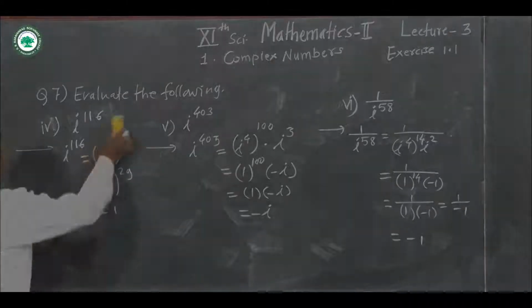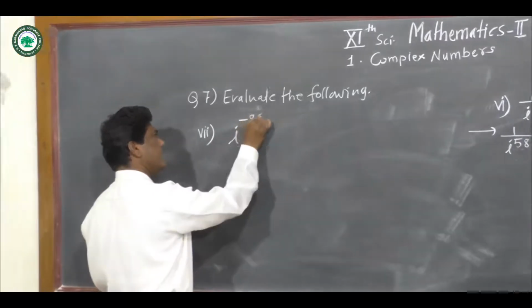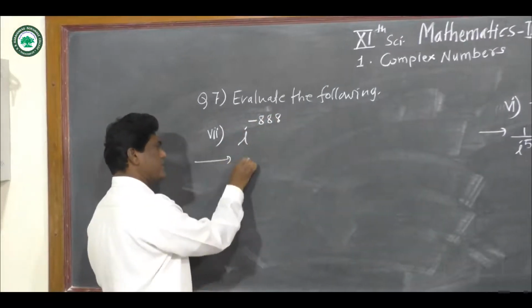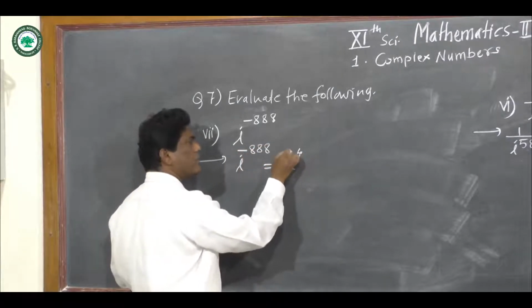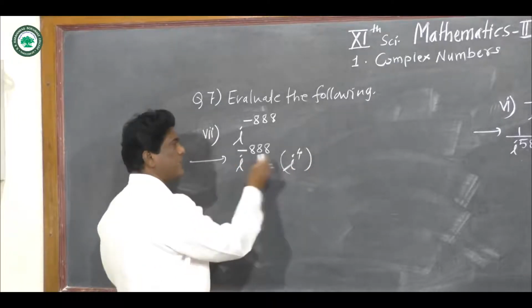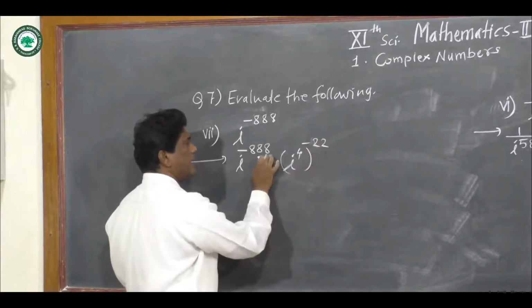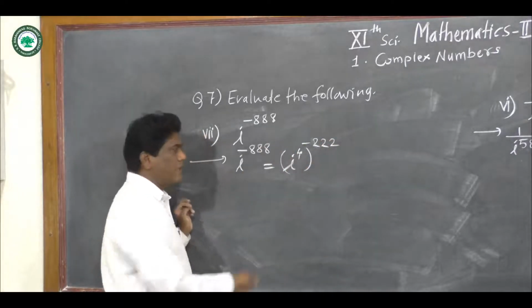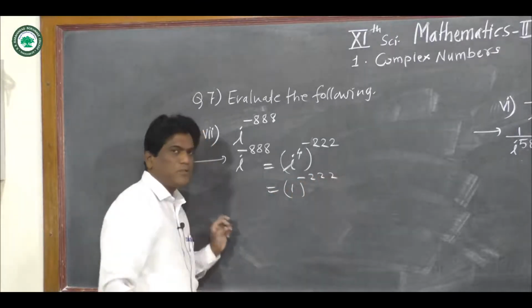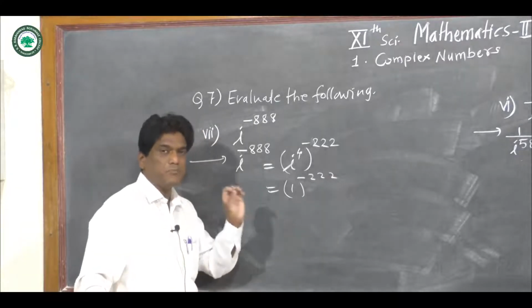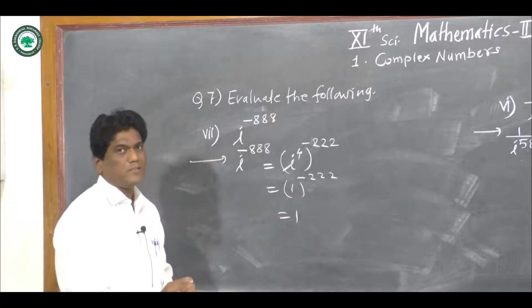Now next, 7th problem. i to the power minus 888. So the solution of this i to the power minus 888 is equal to, firstly write down i to the power 4 and divide by 4. Here minus sign, so minus sign. 4 8s are 32, 4 8s, again 4 8s. So it is equal to i to the power 4 is 1, 1 to the power minus 2. 1 to the power anything, positive number, negative number, 0, the value is 1. So the solution is 1.